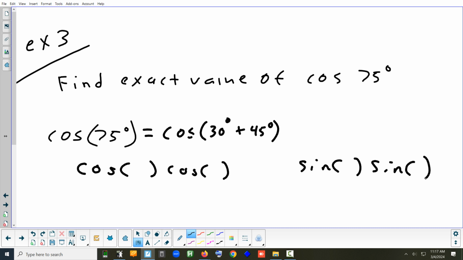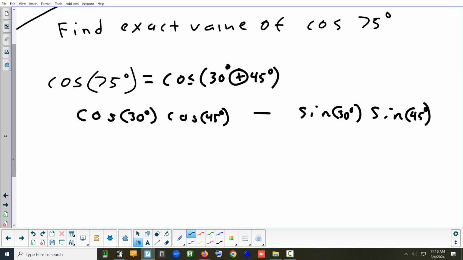And what goes in the middle for the sum identity? Minus. Okay. What's the first angle that we fill in? 30. Yep, 30. Second angle? 45. First angle again? And second angle? 45. This time, just to touch on a question that was just asked before, if you switch the order here, it's okay, because 30 plus 45 is the same as 45 plus 30. You get the same answer.